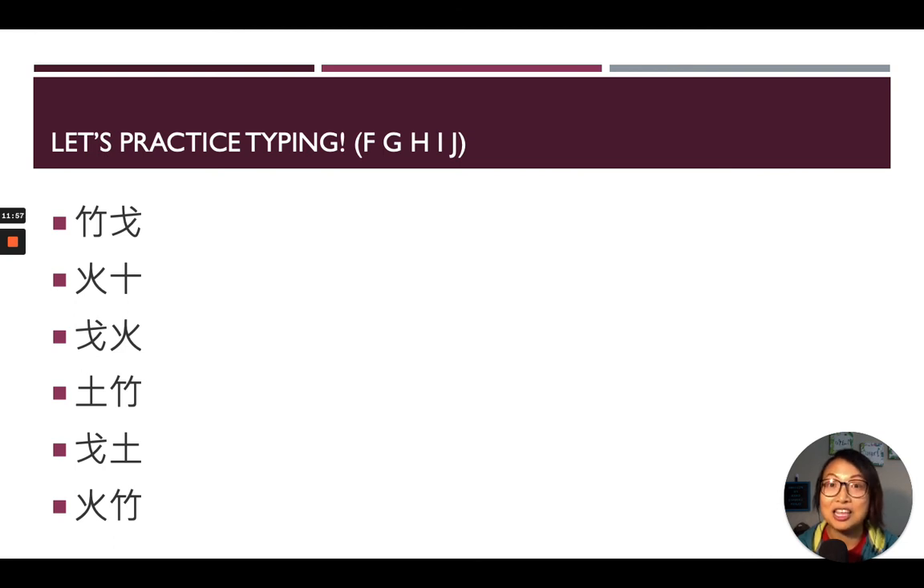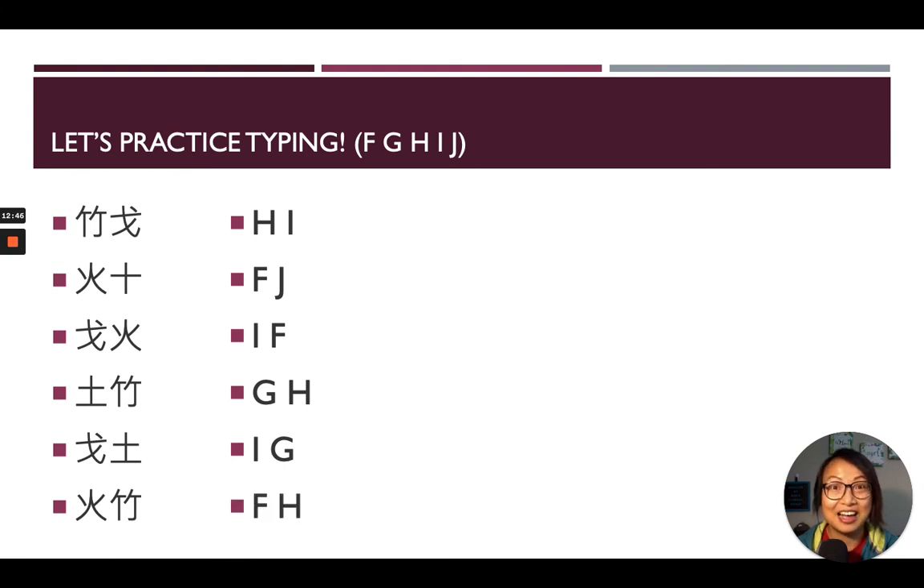If we have to type these two Chinese characters, what should we put in? Well, let's take a look. 竹锅 would be H and I. 火烧 is the F and J. 锅火, we have I and F. 投竹 is the G and H. 锅头 is I and G. And the last one is 火竹. It is F and H.